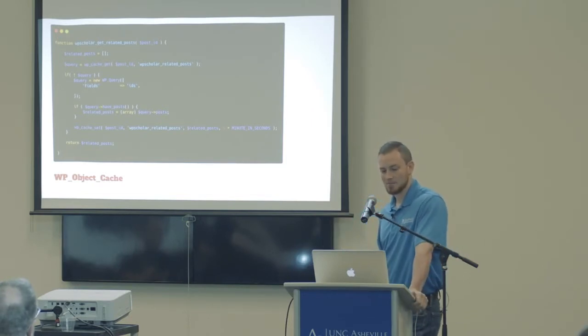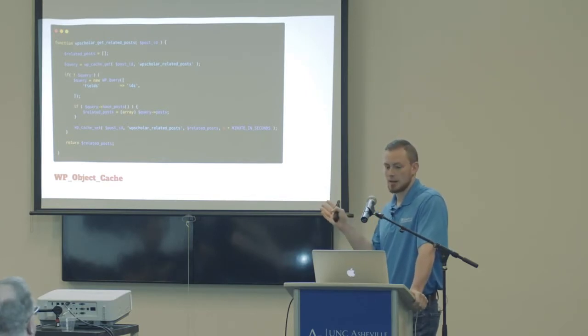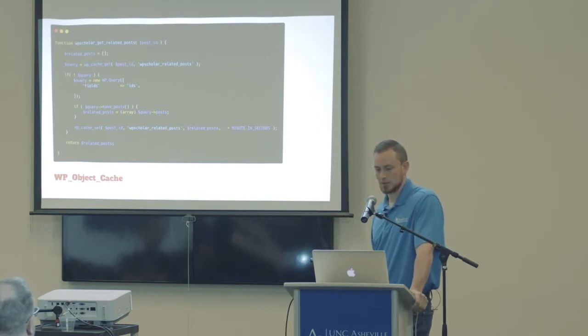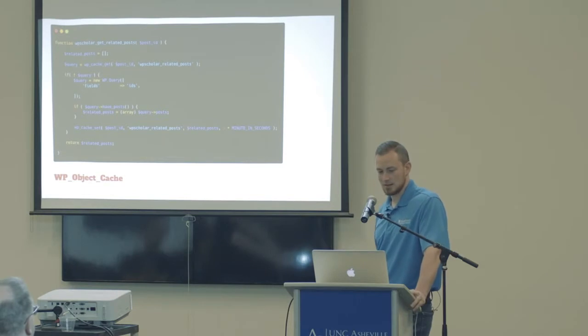So then again, just like transients, if there's nothing there, then WP cache get will return false, and then you can run your query, get your values, and then call WP cache set and pass in your stuff, and make sure that you actually are passing in the thing you're getting back.